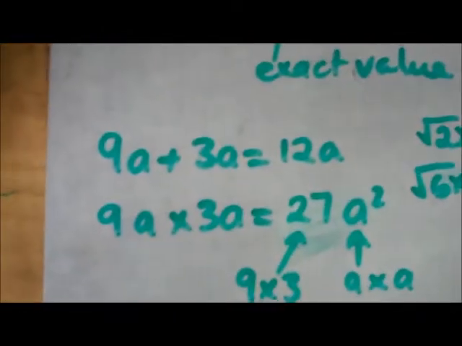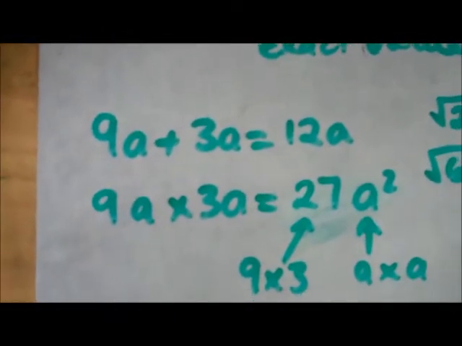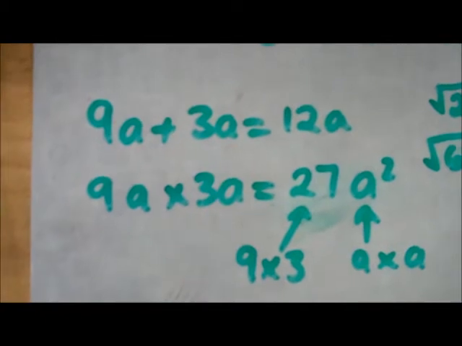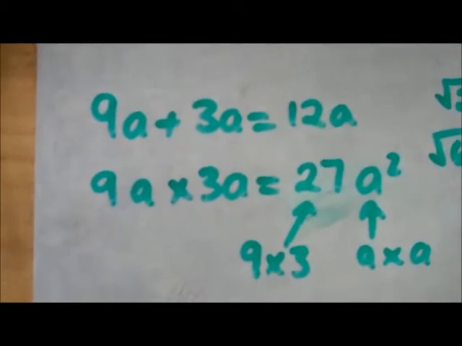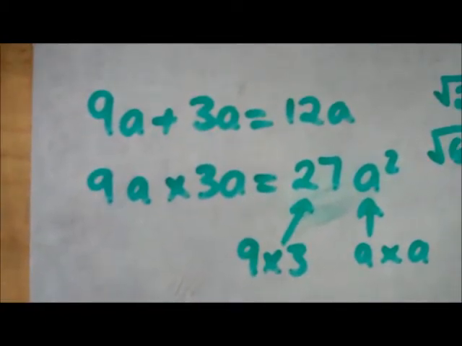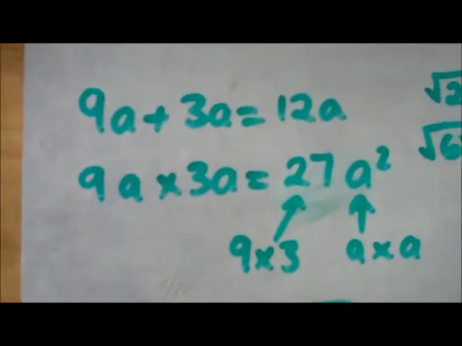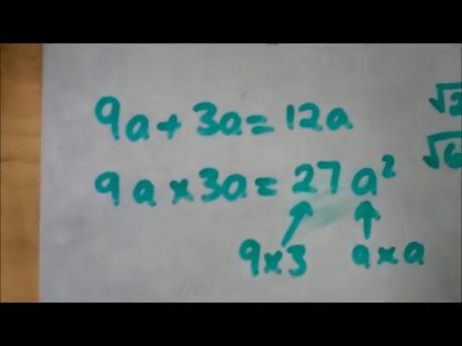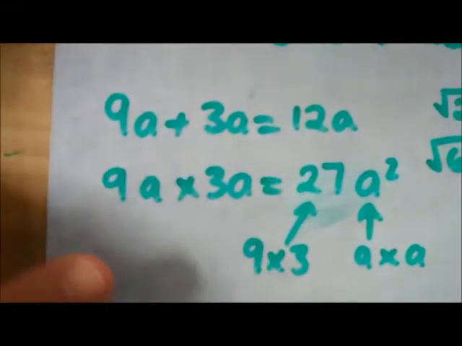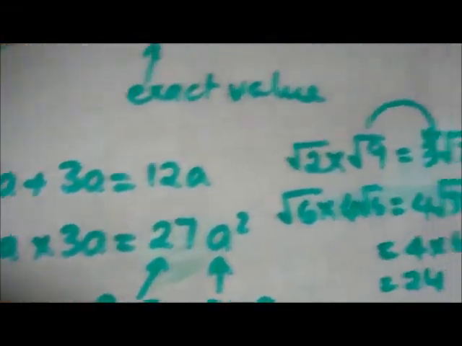So let's have a look at adding and multiplying. Now, if you've got normal algebra, 9a plus 3a is 12a. 9a multiplied by 3a, or 9 3s are 27, and a times a is a squared. So let's have a look at multiplying some surds, so numbers with square root signs.